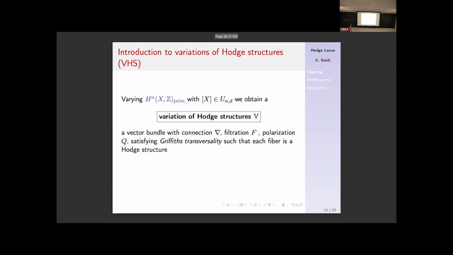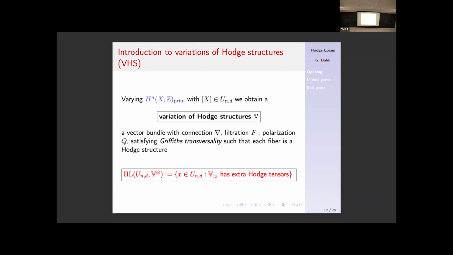Well, I've already seen it, but just to repeat it, it's a vector bundle with a connection, a filtration, a polarization, and there's a rule telling you how the connection and the filtration interact. That's called Griffiths transversality. Fiber by fiber, this vector bundle gives you a Hodge structure. And so you can define the Hodge locus, that's really the topic of these talks on symmetries. You can speak of the Hodge locus as the set of closed points of your base such that the Hodge structure living above X has extra Hodge tensors.